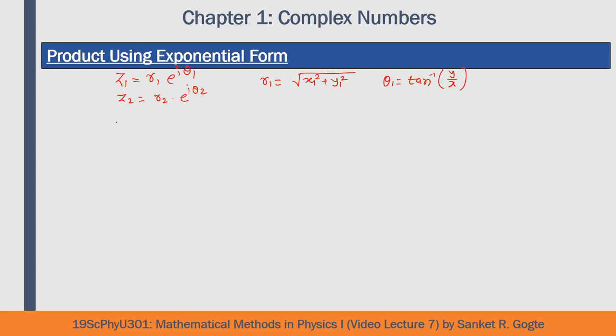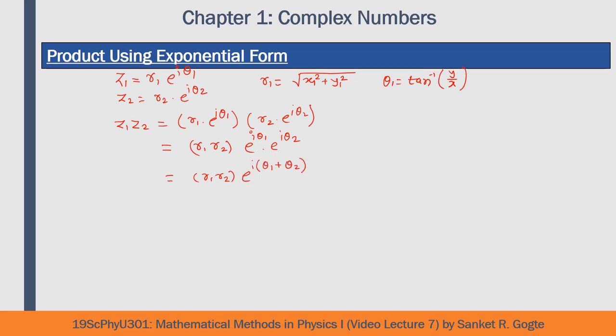Now when I multiply z1 and z2, this is much simpler: r1 into e to the power i theta 1 into r2 into e to the power i theta 2. So this is going to be equal to r1 into r2 into e to the power i theta 1 into e to the power i theta 2, which is r1 into r2 and e to the power i theta 1 plus theta 2.